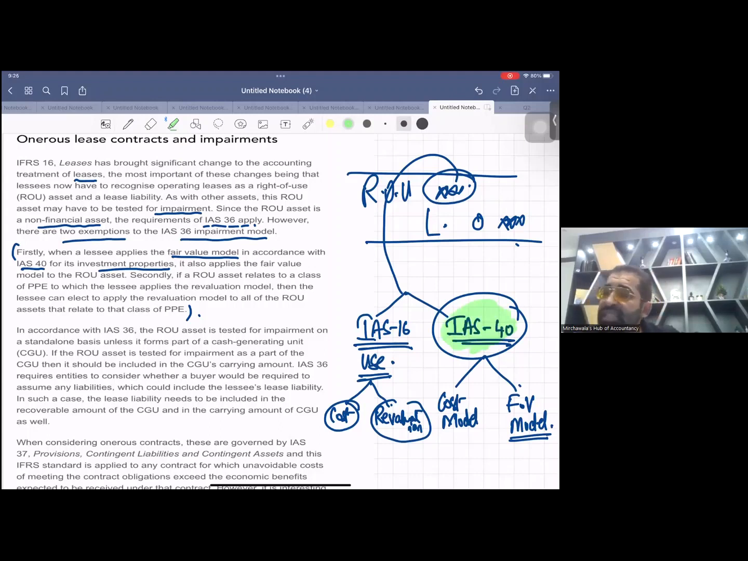IS 40 is justifiable on that ROU. And now in IS 40, you have two models. One is the cost model and the other one is the fair value model.